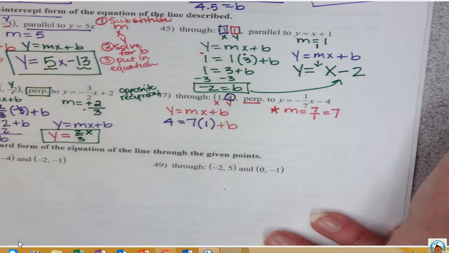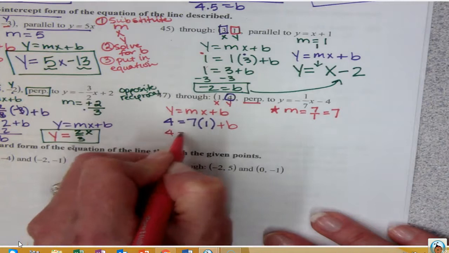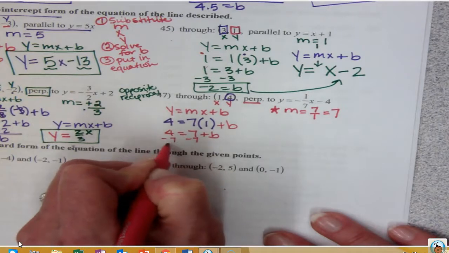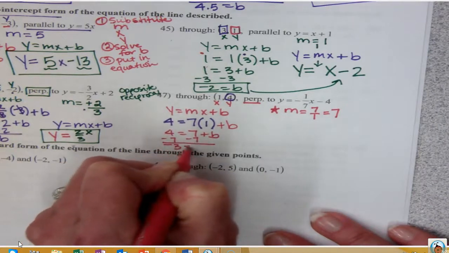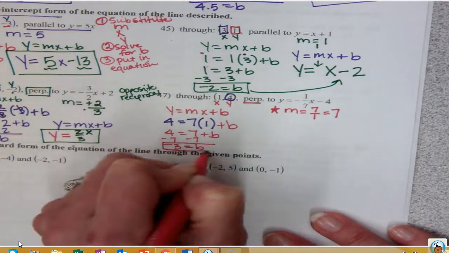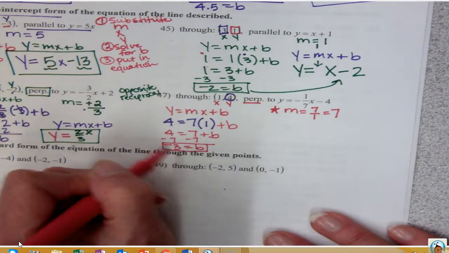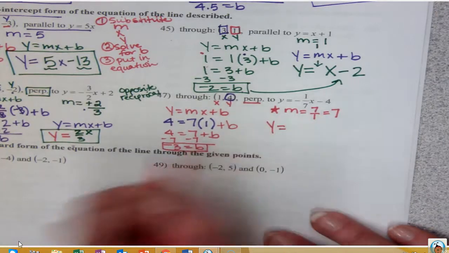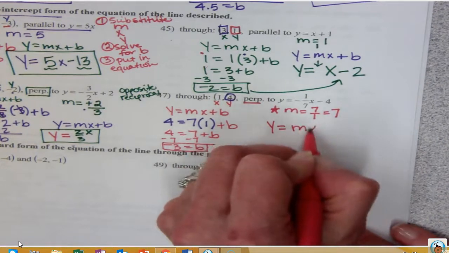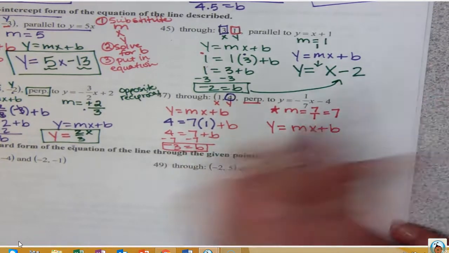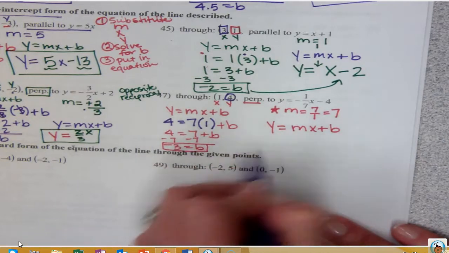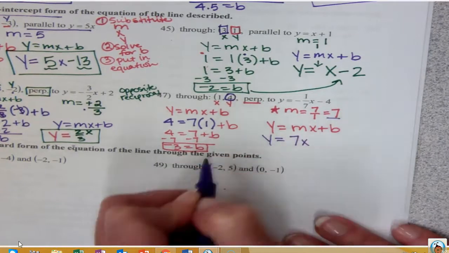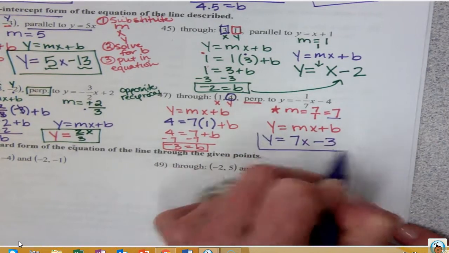So when I work that out, 4 equals 7 plus b. I'm going to subtract 7 from both sides. Negative 3 equals b. I'm not done yet. Just because I found b, now I need to put this all in the equation. So y equals mx plus b is going to be y equals 7x minus 3.